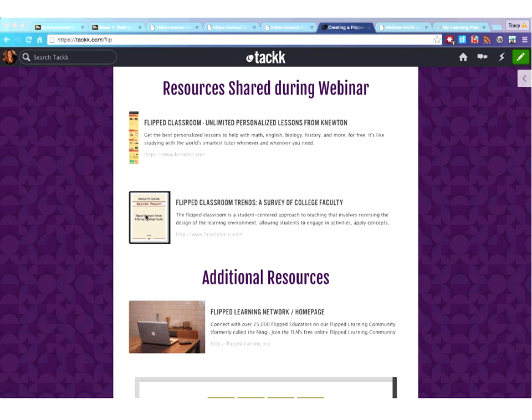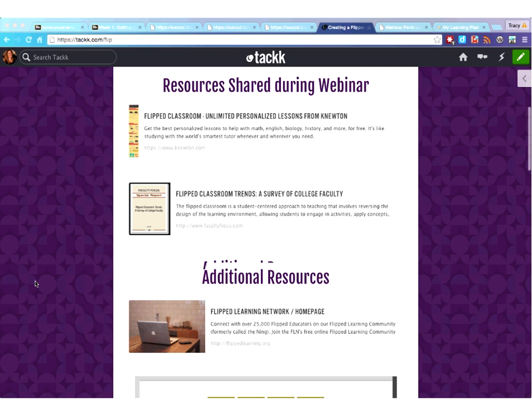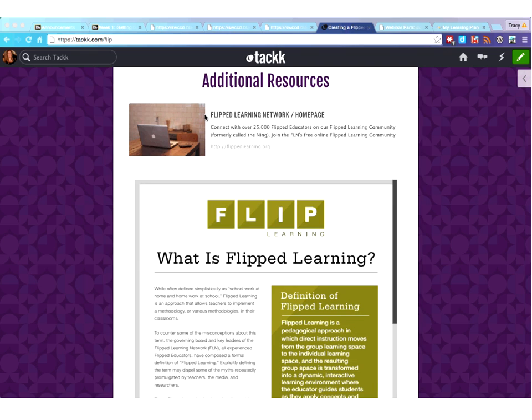The survey, if you want to read the full survey, I have that linked here as well. And then I have some additional resources on flipped learning that I think you might find really handy. I'm going to scroll down a little bit to those. There's a link to the Flipped Learning Network, which has lots of resources. So it's all people who are in education who are interested in or are currently flipping their classes. And this is just one of the resources from them. It's what is flipped learning?